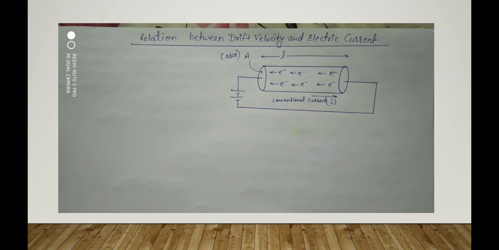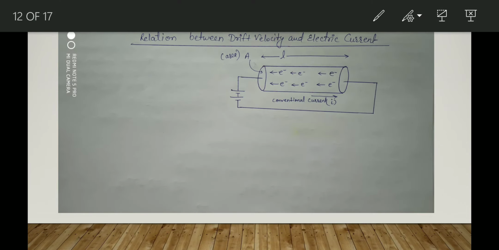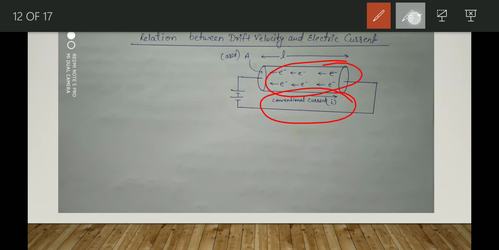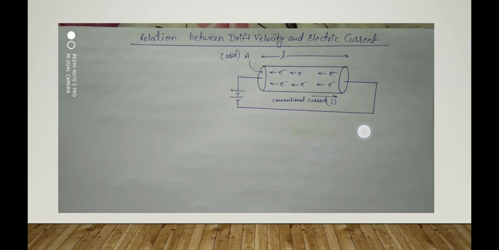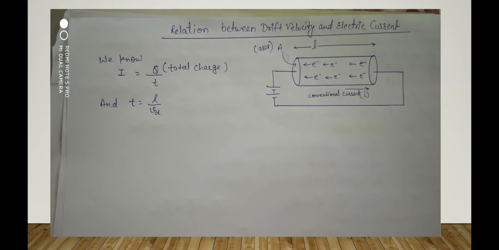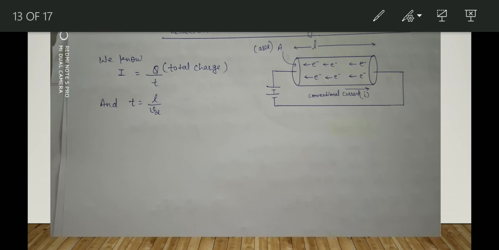So let's suppose all negative charges, that means electrons, are shifting toward the positive end. You can see this. Then the conventional current will be present there, and the direction of conventional current will be opposite to the direction of motion of the electrons. Let's suppose L is the length of the conductor and A is the area of cross section of the conductor. Then, as we all know, current is equal to charge by time. We all know this formula. So we will replace the value of t by L by Vd.